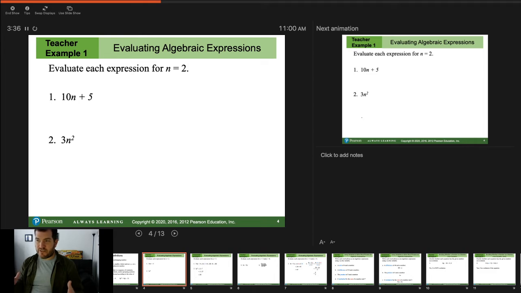If you're new to the series, how this works is that I'm going to do the first example. You'll see there it says teacher example 1. I'm going to go through those, and then I'm going to have you pause the video, and then there are some classroom examples here. So this says evaluate the expression for n equals 2.